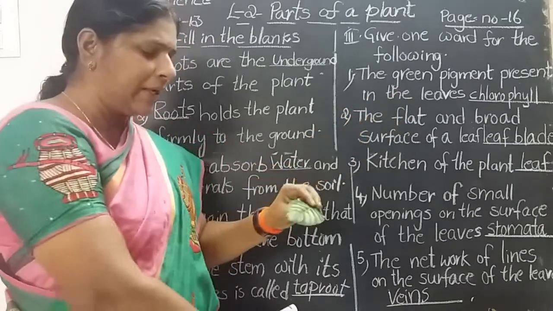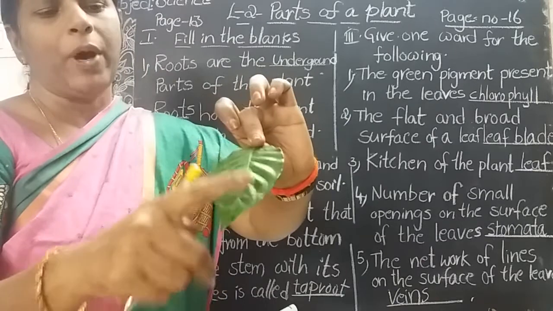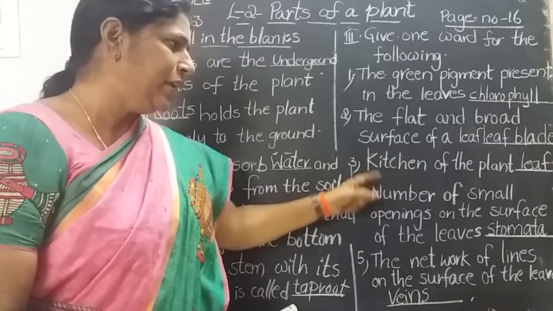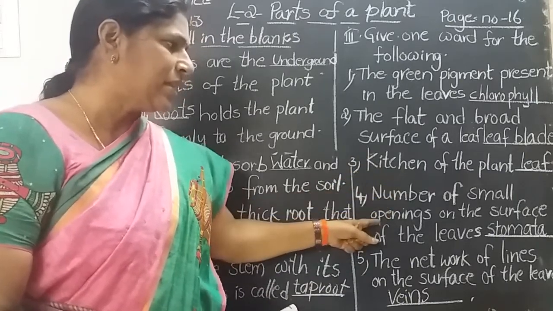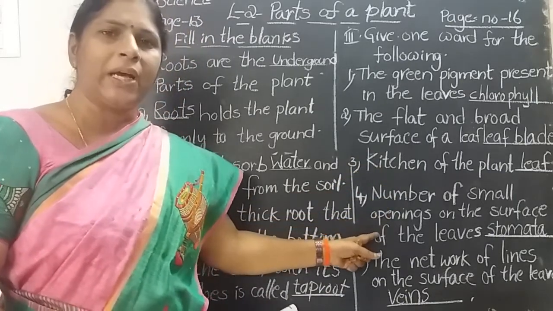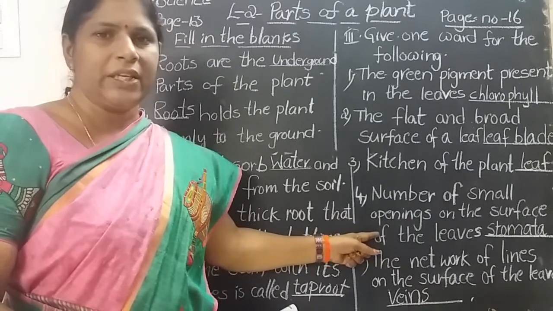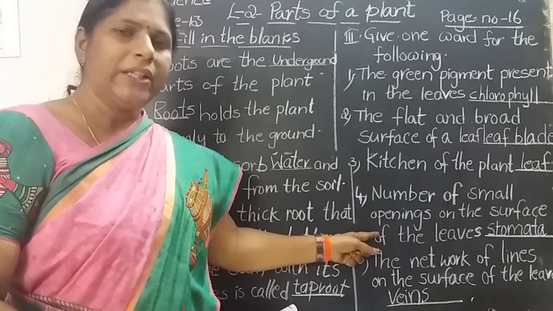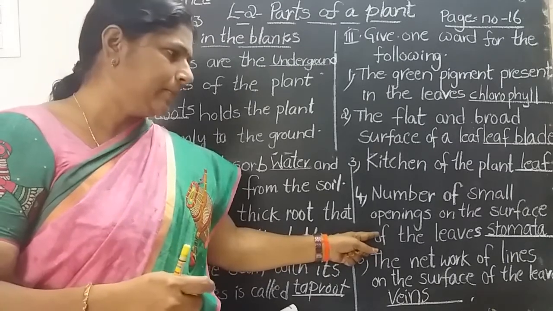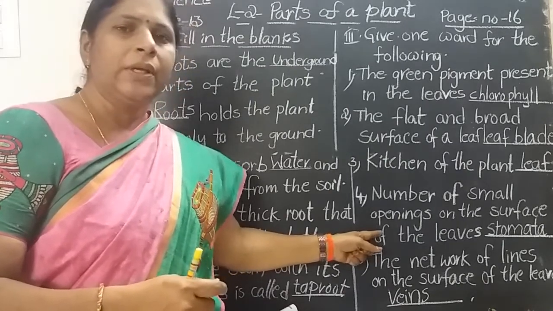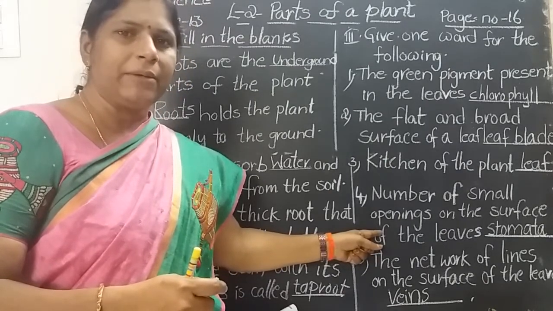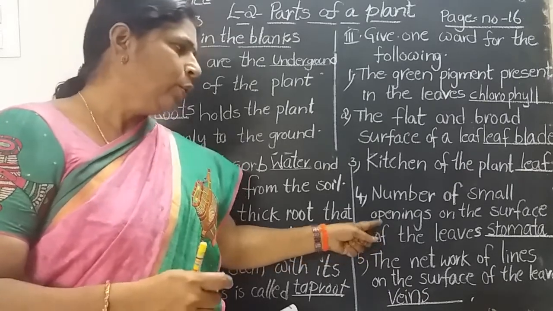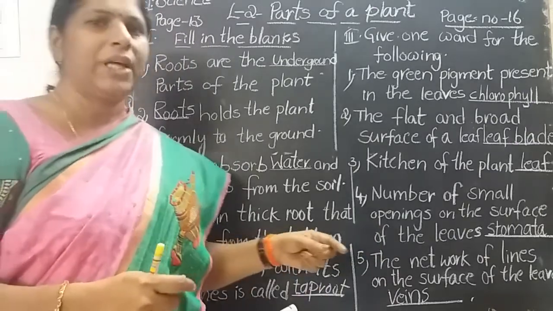Next, the flat, broad part of the leaf is called leaf blade. Kitchen of the plant, leaf. Number of small openings on the surface of the leaf is called stomata. Those small openings we cannot see. We can see them with the help of a binocular or microscope, because they are very small, tiny. Most of the leaves have stomata present on the underside of the leaf. Some plants have stomata present on the upper surface of the leaf. Stomata are present on the underside of the leaf.